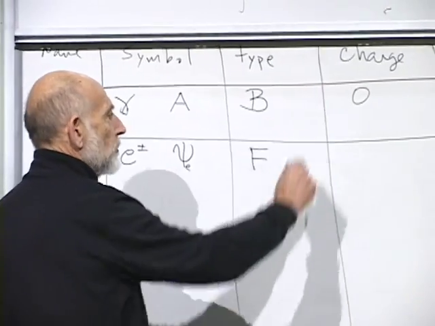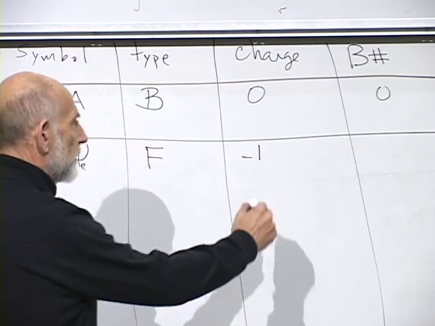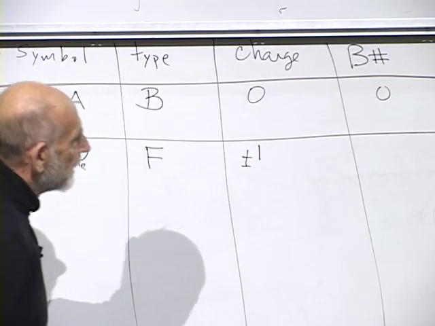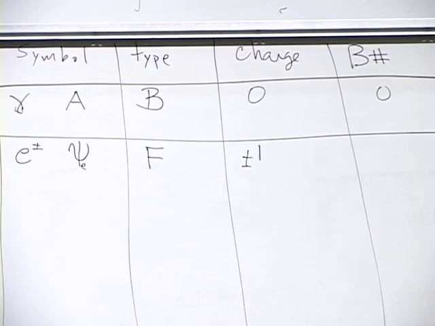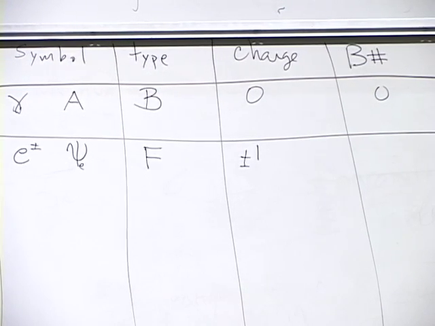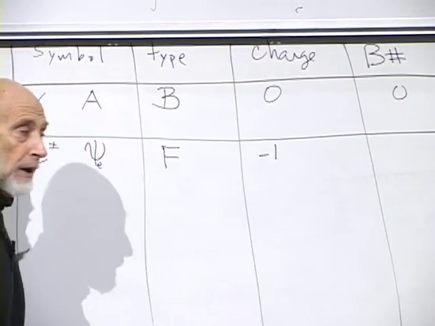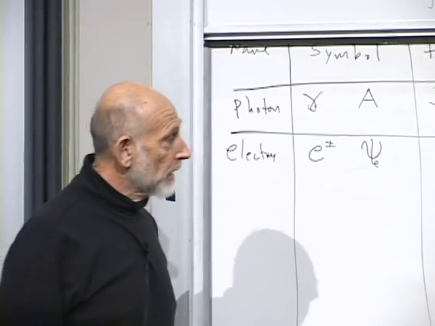All right, so the charge we'll just write as -1 for the electron and +1 for the positron. Right. So since we typically think of the electron as the particle and the positron as the antiparticle, let's just call it -1, and remember that the positron has the opposite charge.